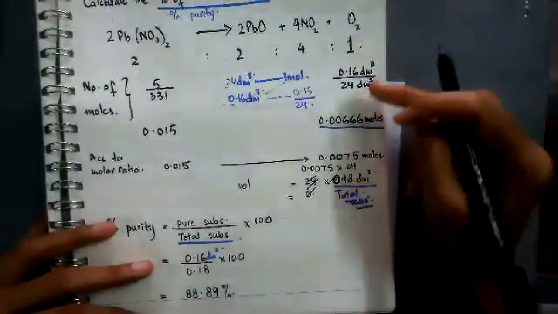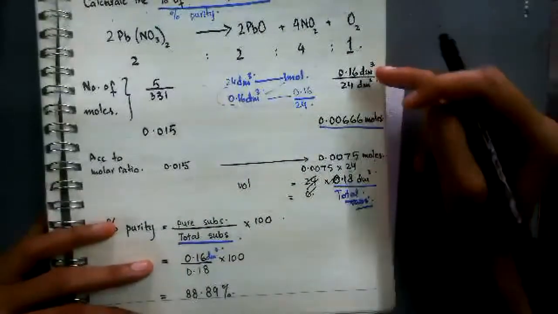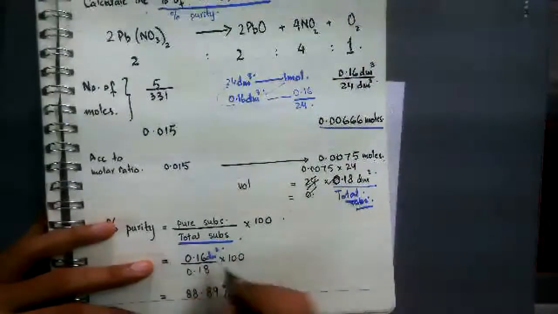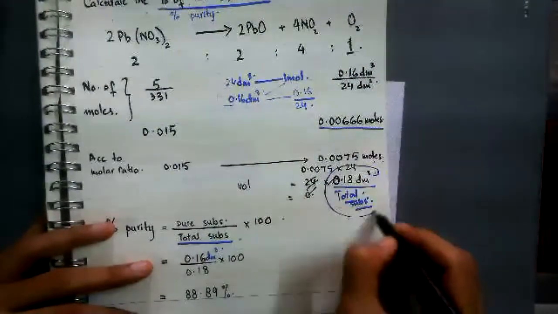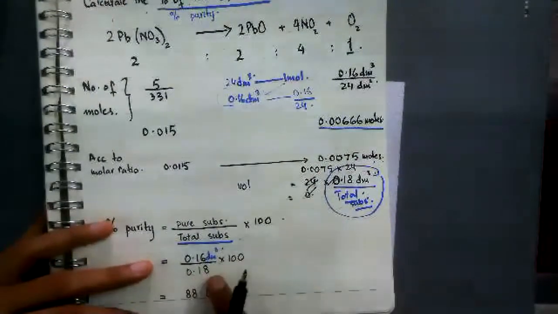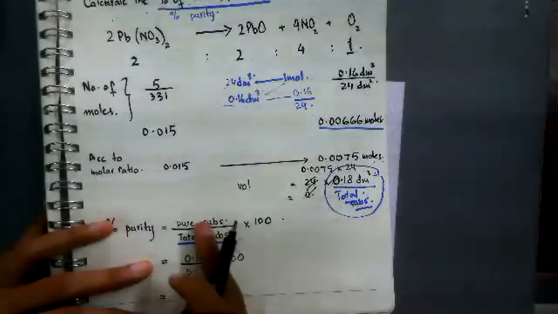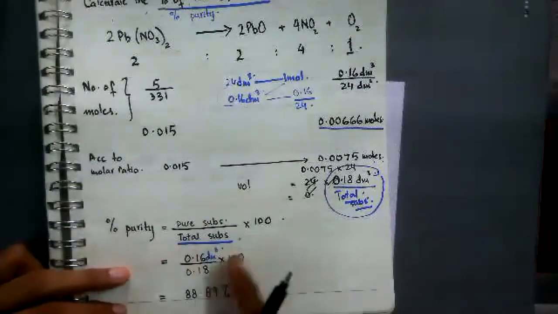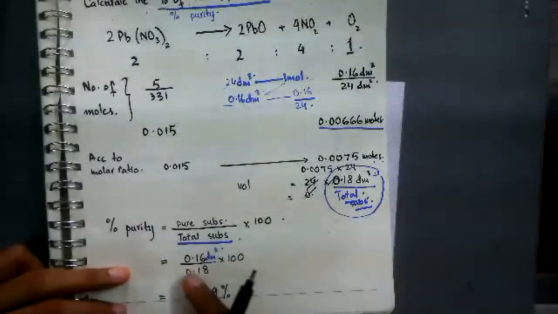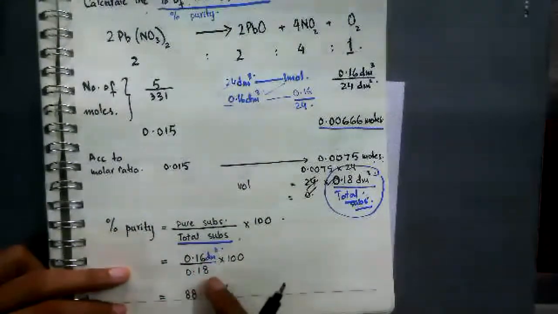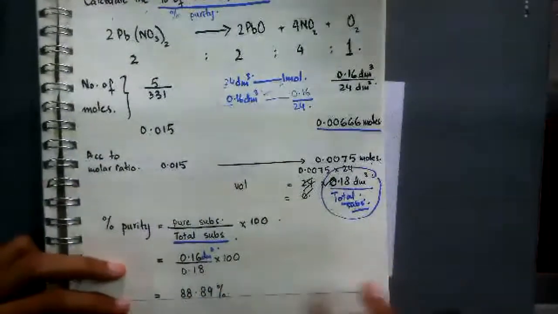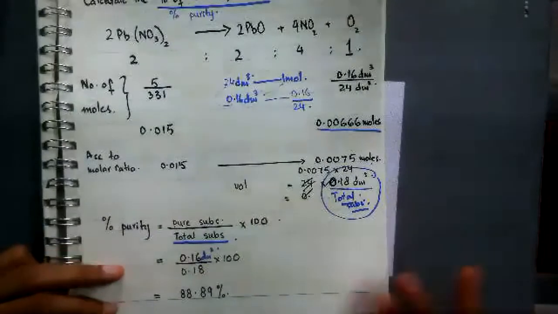According to the values given in the question, the volume of oxygen produced was 0.16 dm cube, and the total volume ideally is 0.18. Pure substance divided by the total substance multiplied by 100 gives us percentage purity. So 0.16 divided by 0.18 into 100 gave me 88.89%, which is the answer.